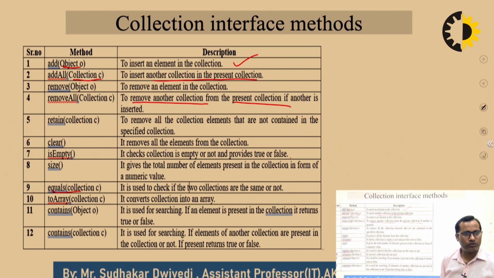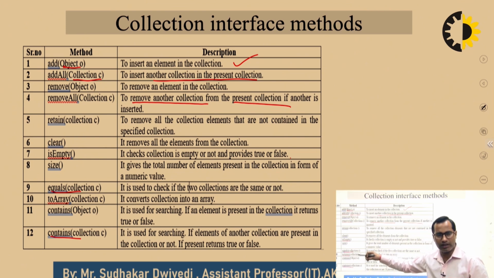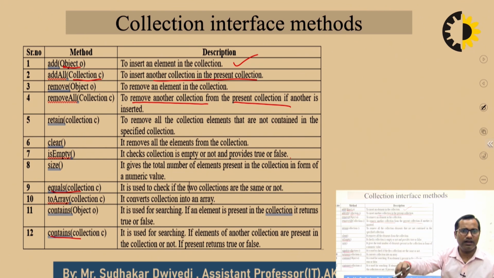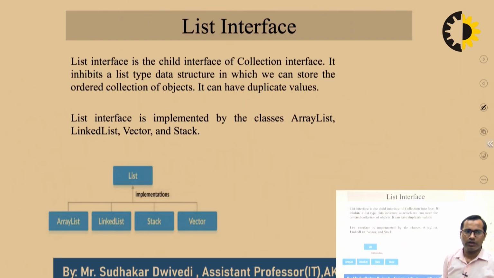The contains method is just for searching purposes. That means if we want to find out whether the elements of another collection are present in the collection or not, we can use contains. That means we can check whether this type of collection is contained in another collection or not. So these are the different types of methods.